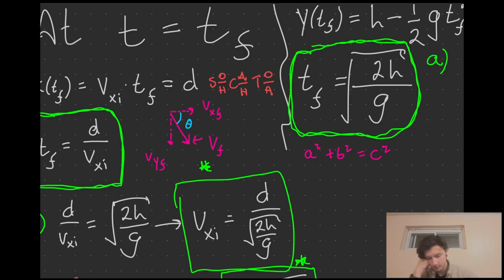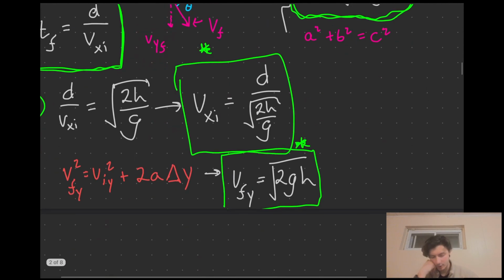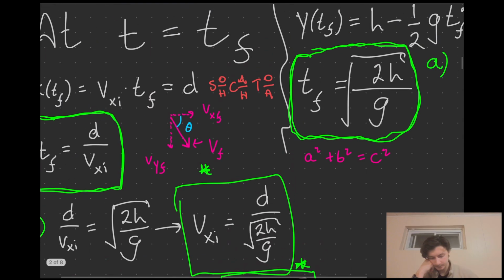SOHCAHTOA. Boom. So we can use TOA because the opposite side of this angle of this triangle is over here, and this is the same as this, and that is Vy. And we have Vy right here. And adjacent is the adjacent side of this triangle to this angle. So the adjacent side is right here, and this is Vx final. So if I do y over x, tangent inverse, then I can find theta.